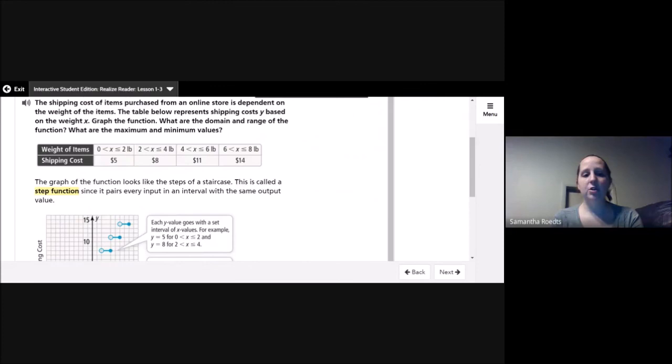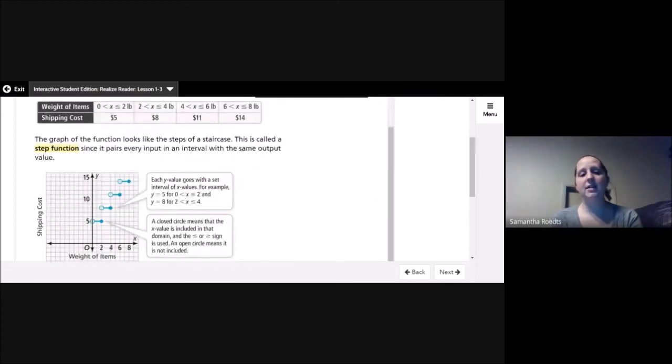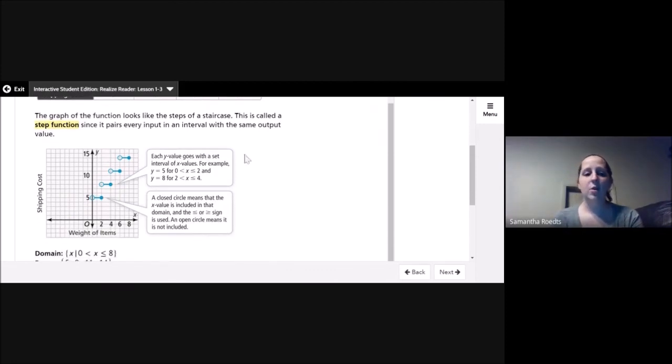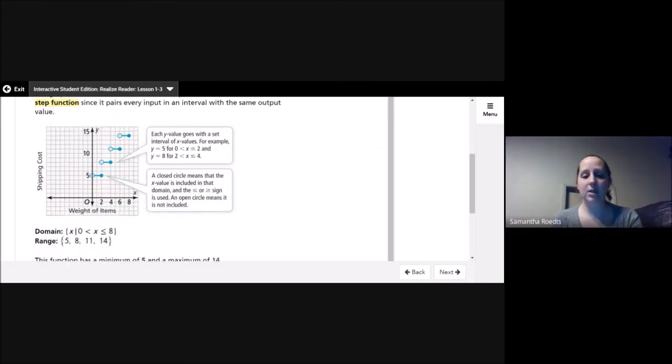So the graph of a function looks like the steps of a staircase. This is called a step function since it pairs every input in an interval with the same output value. So each y value goes with a set interval of x values. For example, y equals 5 for 0 to 2, and y equals 8 for 2 to 4. A closed circle means that the x value is included in that domain and the less than or equal to or greater than or equal to sign is used. An open circle means it's not included.